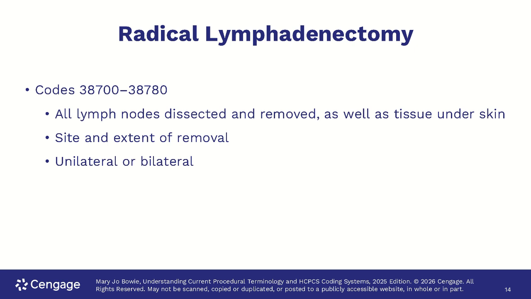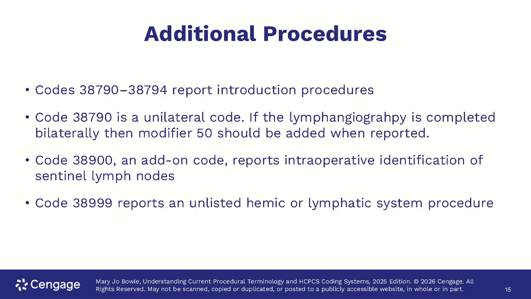And the radical lymphadenectomy. Radical is where all lymph nodes are dissected and removed, as well as the tissue under the skin. To select the correct code, you need to know the site and the extent of the removal. You also need to know if it is unilateral or if it is bilateral. And lastly, additional procedures that are over here.